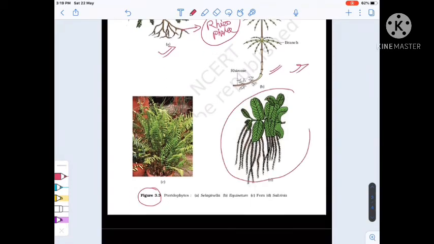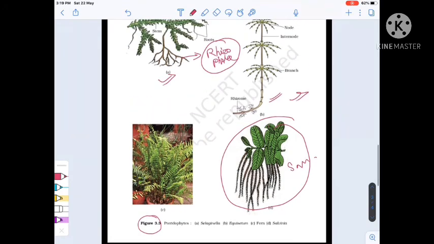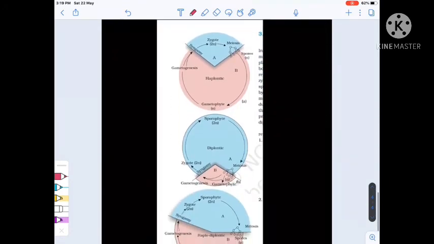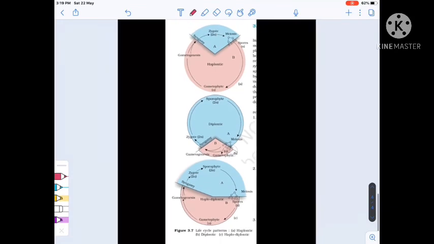And this is Salvinia, also known as aquatic fern. That means Salvinia is an aquatic fern. Remember the diagram.